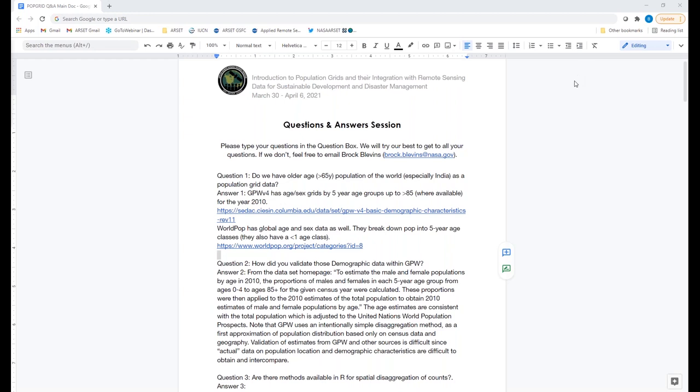So I'm just going to start off, and whoever is most appropriate to answer the questions, please feel free to unmute and hop on. So question one: do we have older age, over 65 years, population of the world, especially India, as a population grid data?